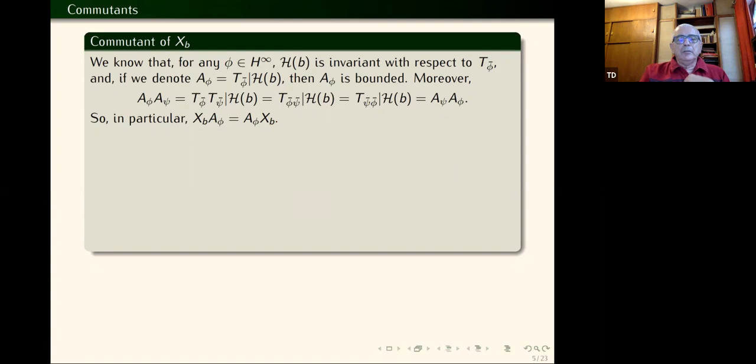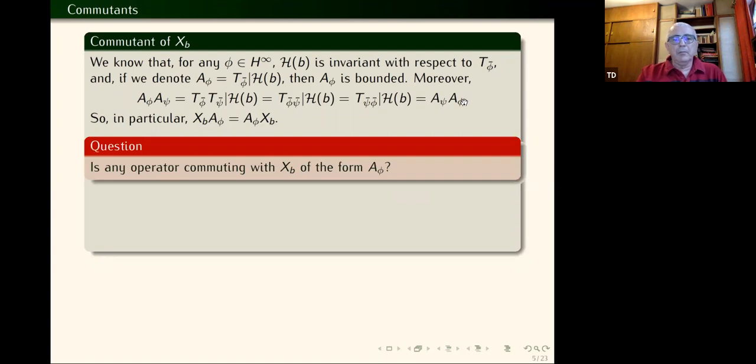And if we make the restriction, then the operator is bounded. And of course, it commutes with X_B, which is T_z. In fact, all these operators commute. They form a commutative algebra because they are the restriction of commuting operators. So the commutant of X_B contains all these operators. And now there is the natural question whether any operator commuting with X_B is of this form, whether this is the description of all operators in the commutant.